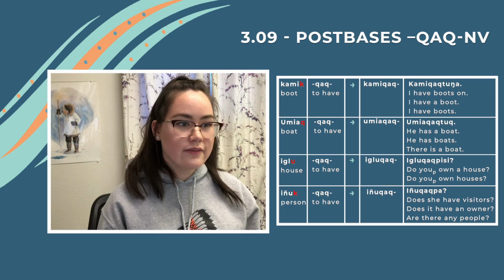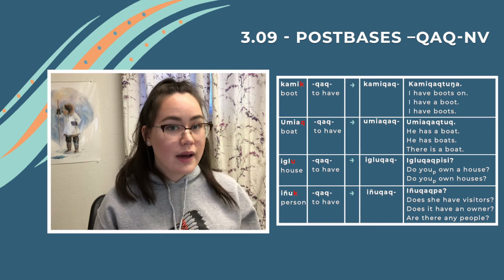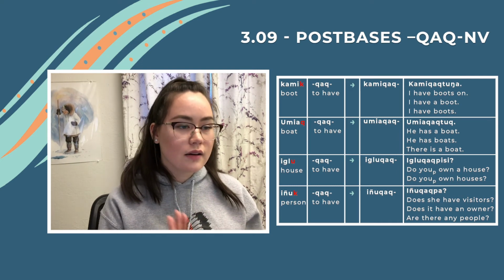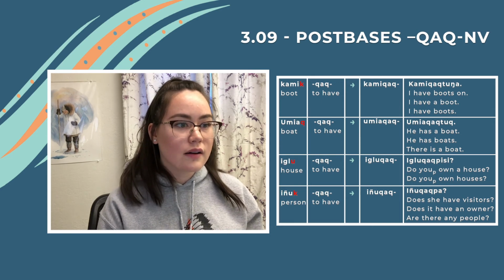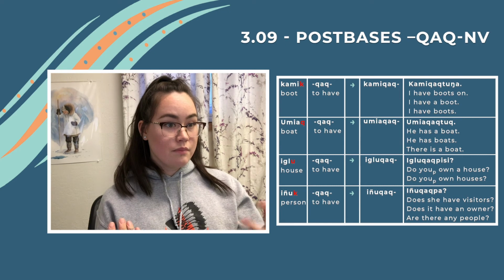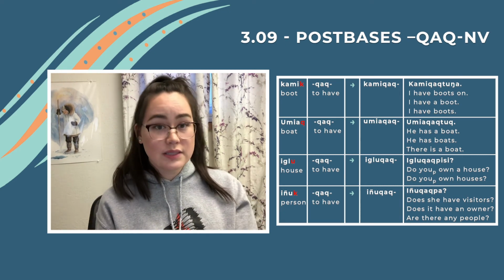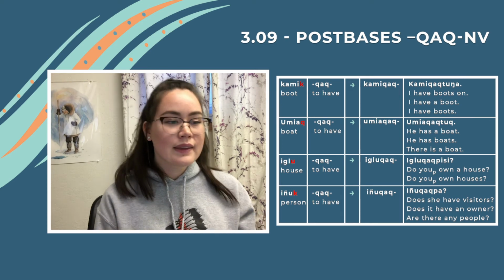Igloo, house. Kak, to have. Because igloo ends in a vowel, you will automatically just add kak. So igloo kak. Igloo kak bisi. Do you 3 or more people own a house? Do you 3 or more people own houses? It doesn't tell you how many.